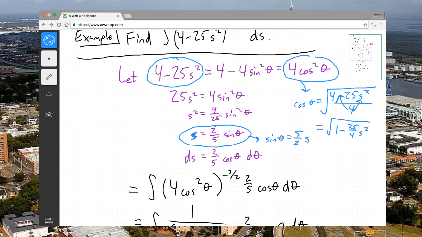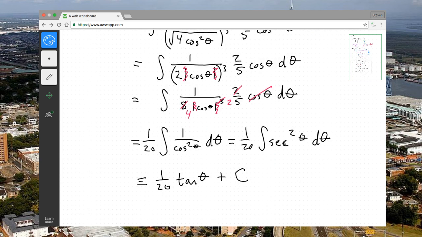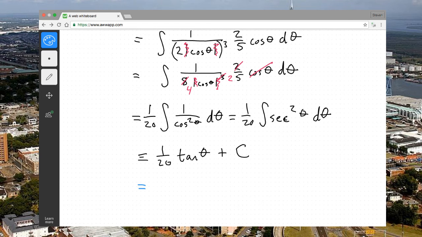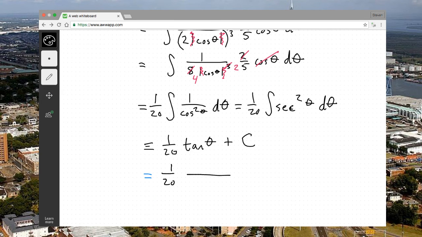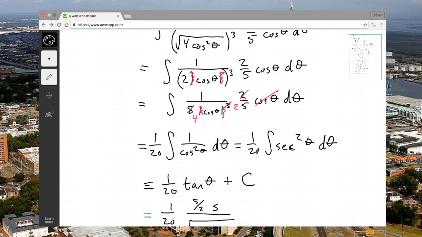Well, I asked for tangent. Well, that's just sine divided by cosine, right? So way back down here, I have 1 over 20. Sine, we saw, was 5/2 s. Cosine, we saw, had a square root, 1 minus 25/4 s squared.